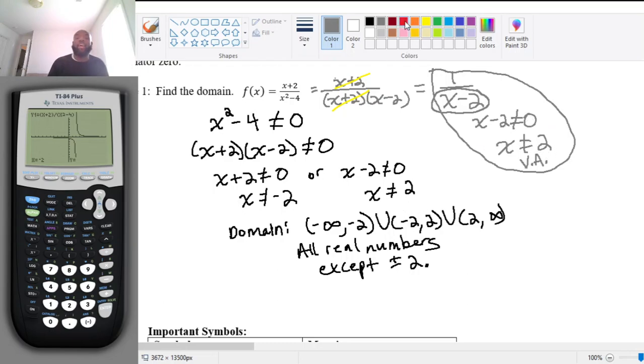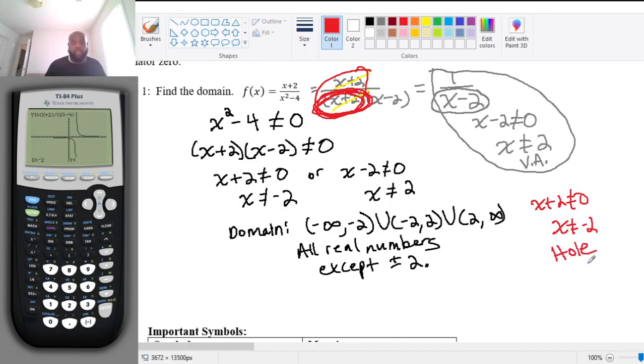For the things that cancel, the x plus 2's cancel. Now, this x plus 2 is still in the denominator of my original rational function, and so it's still true that x plus 2 does not equal 0. And so I got x does not equal negative 2. It's at this point where I have a hole in my graph. I have a hole in my graph.